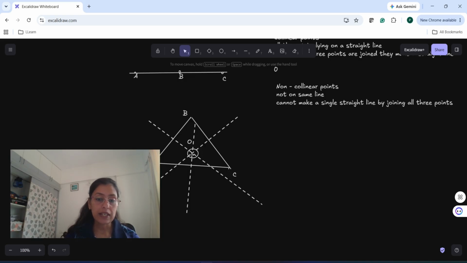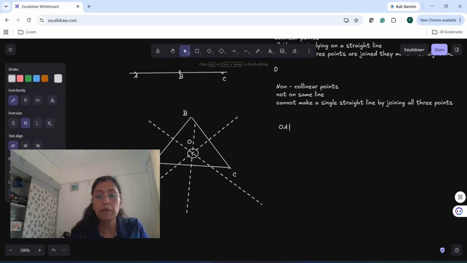I can use it as a center to draw a circle which will pass through A and B, and the radius will be OA or OB. Similarly, this is falling on the perpendicular bisector of BC, which means I can use it as a center to draw a circle through B and C. So what this means is, using this O, I can make a circle which has the radius OA or OC.